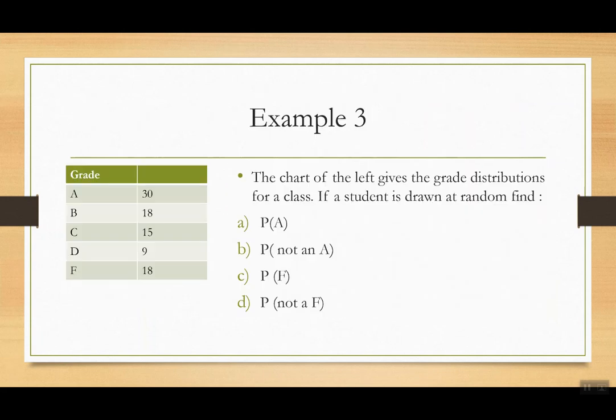All right. So here's another example. This is a make-believe class, and the grade distribution for this class had 30 A's, 18 B's, 15 C's, 9 D's, and 18 F's. I want you to use this chart to figure out what's the probability of getting an A, and then the probability of not getting an A, the probability of getting an F, and then not getting an F. So the number one thing I need to do is add up 30, 18, 15, 9, and 18.